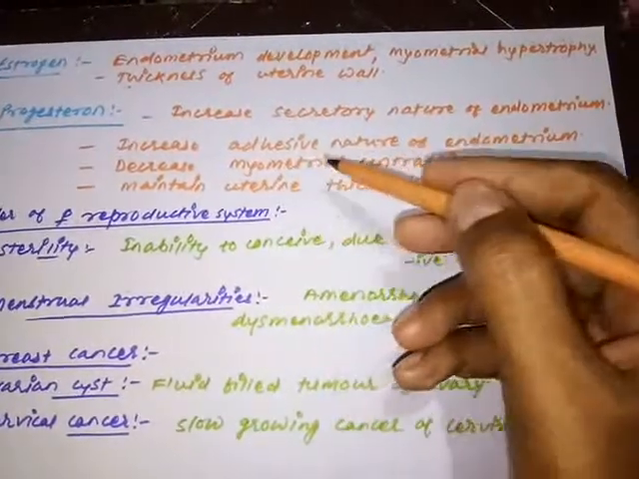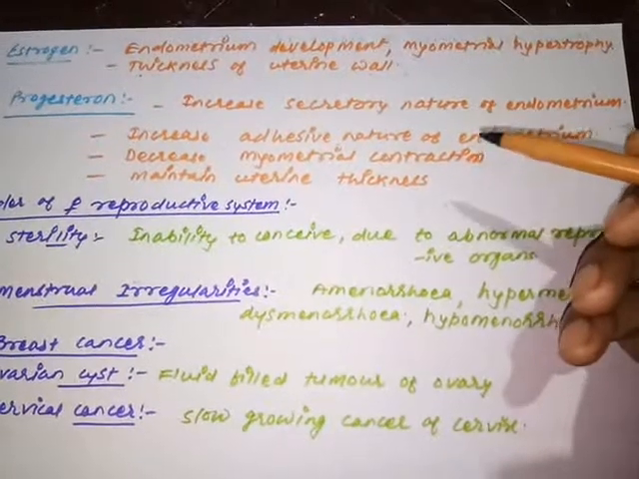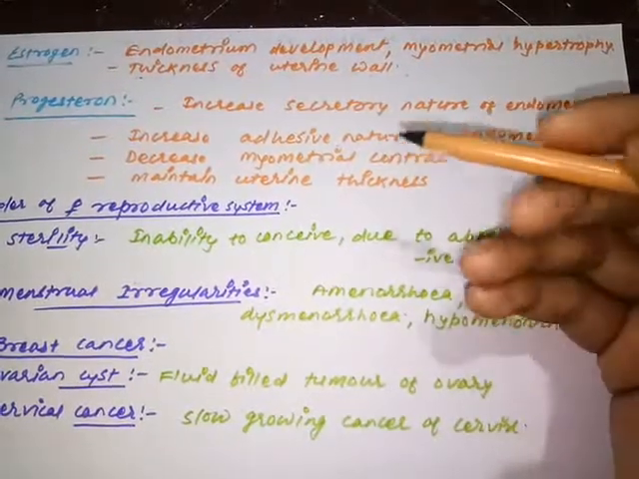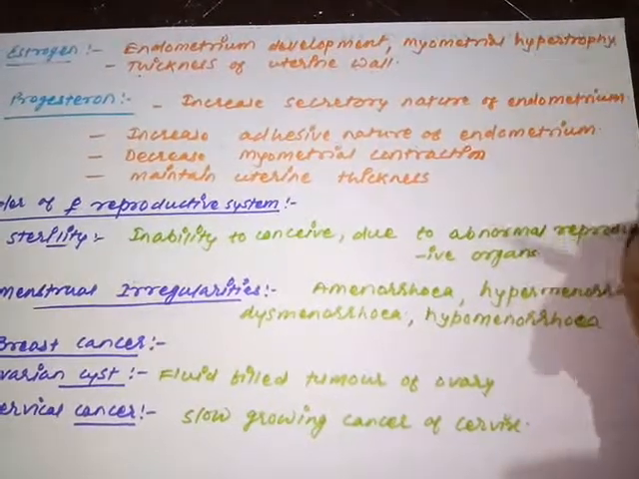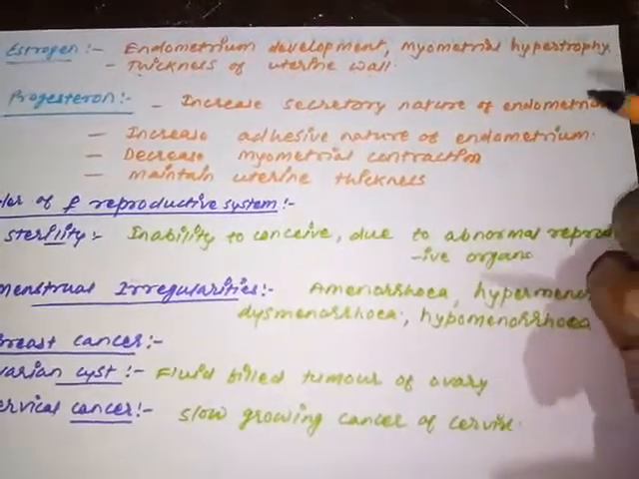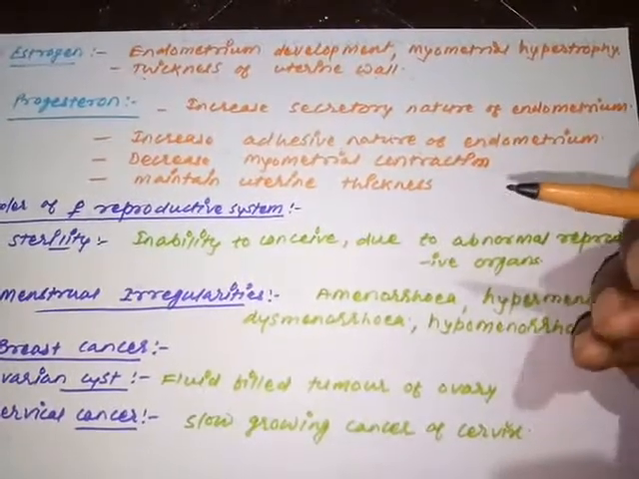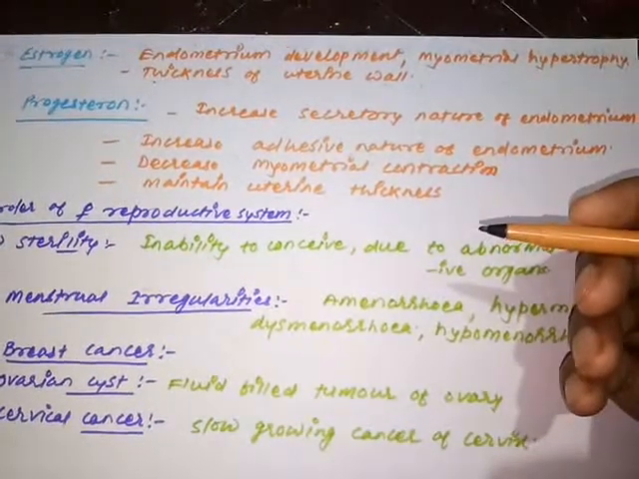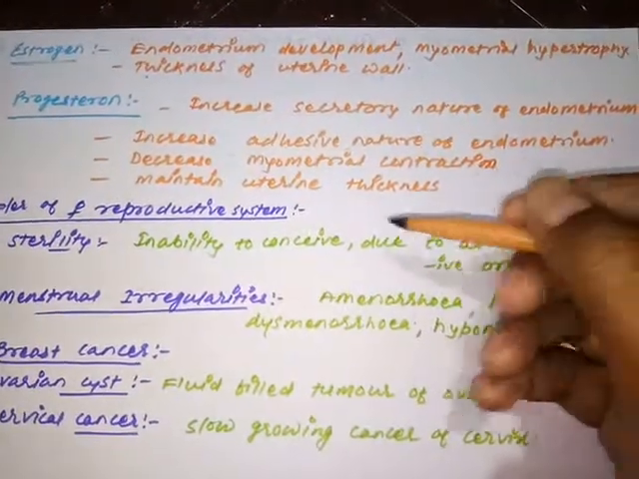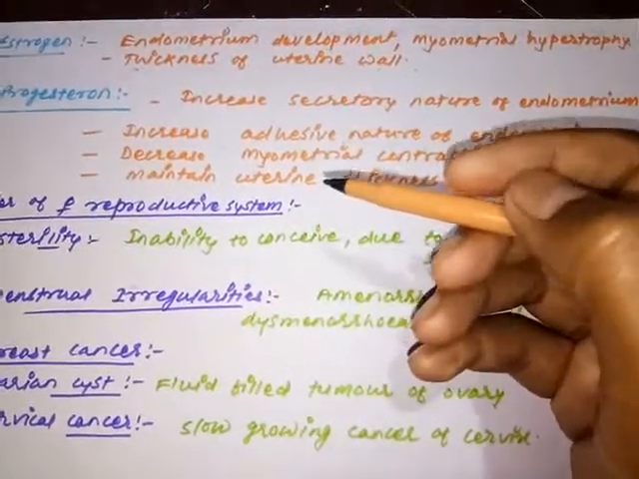It increases the adhesive nature of the endometrium. Adhesive nature of endometrium means it is going to stimulate the endometrium so that it can receive the embryo well during the process of implantation. It provides additional strength to the endometrium so that the attachment of the embryo is proper. That is why it increases the thickness of the endometrial lining.